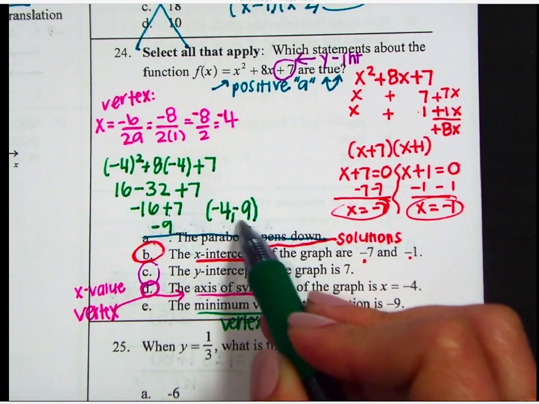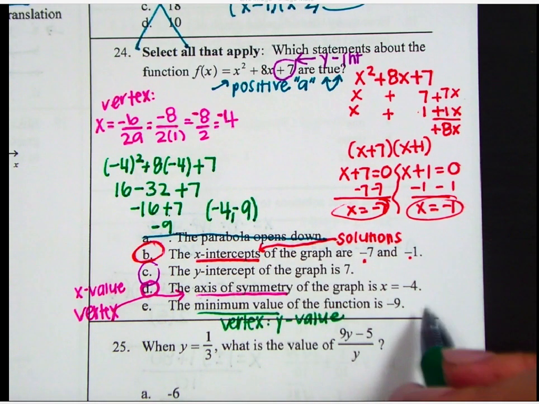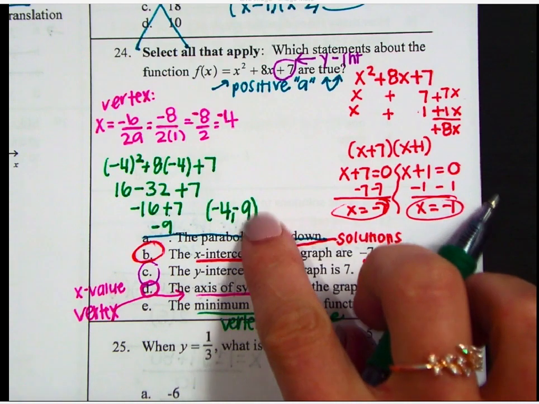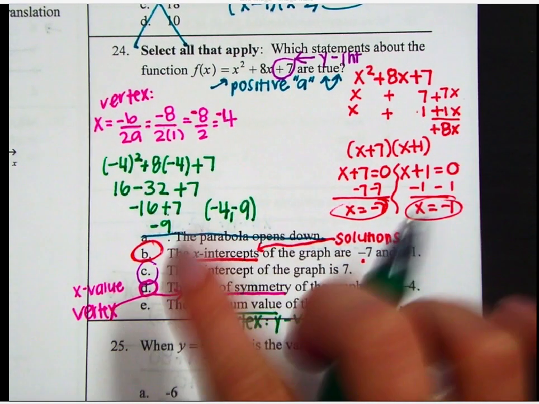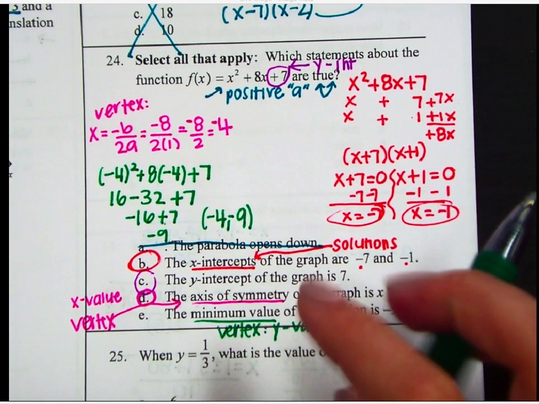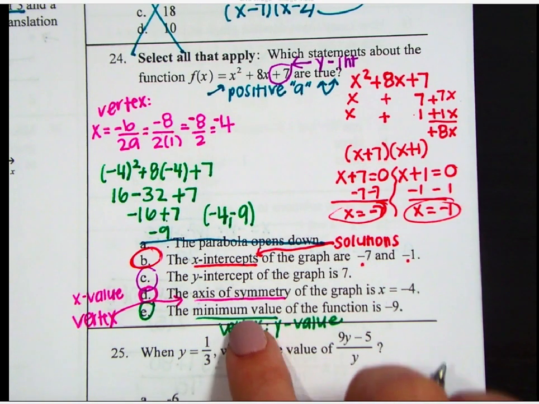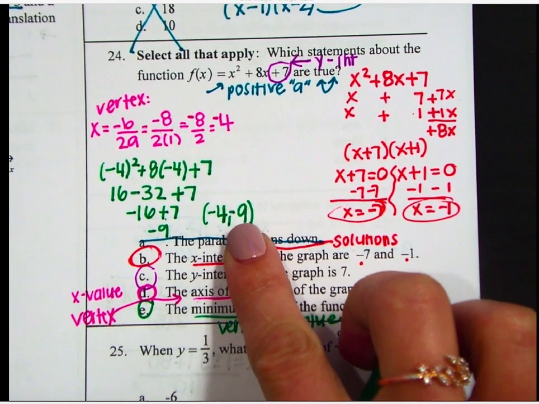So the maximum value should be negative 9. What happens here is we want to understand that the minimum value is really just the y value in the vertex. I hope this is making sense.